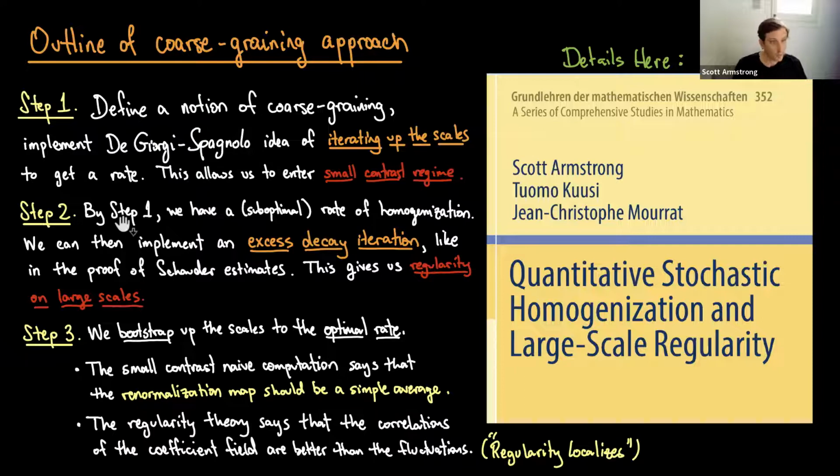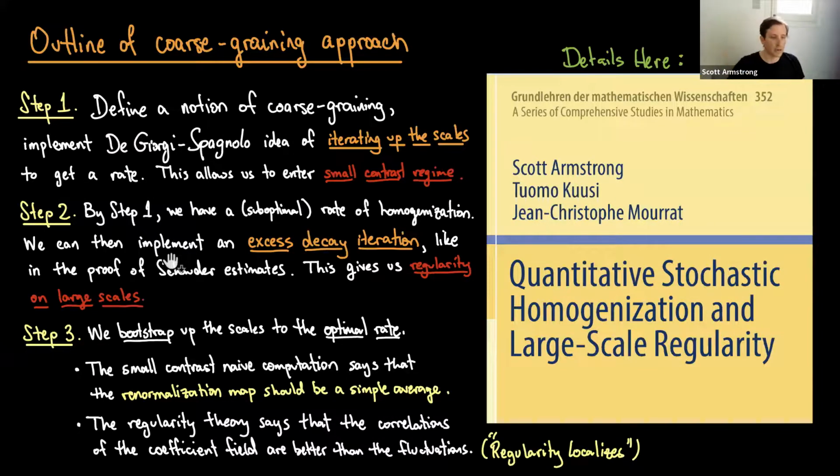Step 2 is to notice that step 1 puts you in the small contrast regime, which means you're close to being homogenized. And if you're close to being homogenized, that means you're close to a Laplacian in some sense. And that means you can borrow the regularity of the Laplacian, because the Laplacian has better regularity than a generic coefficient field by a lot. And so this gives us what we call large scale regularity. Okay, so steps 1 and 2 were what we developed with Charlie.